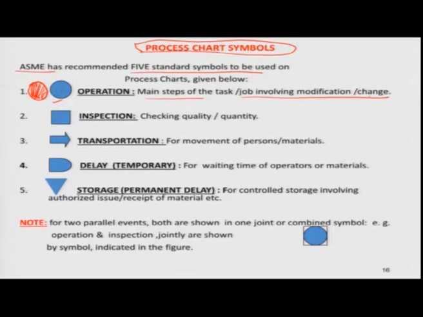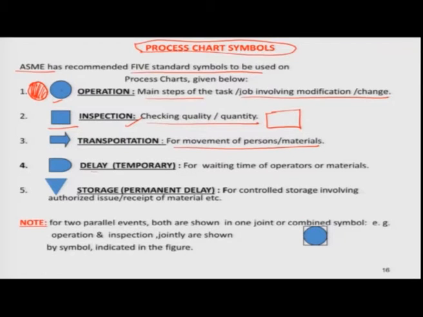So, if in a chart you see this symbol, you may consider that an operation is going on. The second one is inspection, that is checking quality and quantity, and this symbol is used where there is a quality department, where a sample is going to be inspected. The third symbol is an arrow, which is for transportation, for movement of person or material.